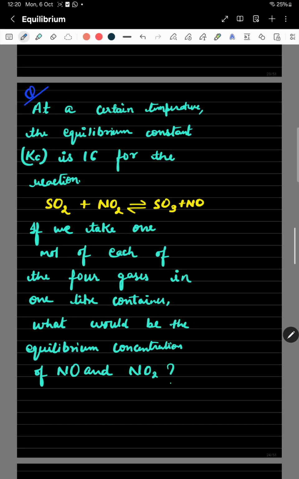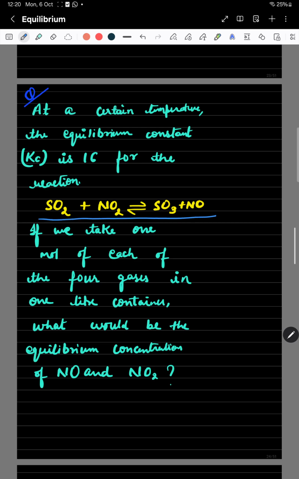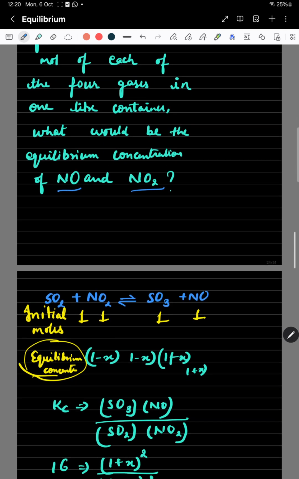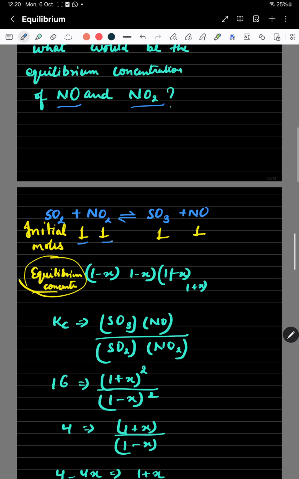Now at a certain temperature, the equilibrium constant Kc is 16 for the reaction. This is my reaction: SO2 plus NO2 forming SO3 plus NO. This is a reversible reaction for which the Kc value is given. If we take 1 mole of each of the 4 gases in a 1 liter container, what would be the equilibrium concentration of NO and NO2? Let's understand. Suppose you have initially taken 1 mole, 1 mole, 1 mole, 1 mole. At the equilibrium, what would happen? As we know, some of the reactant would react and produce the product.